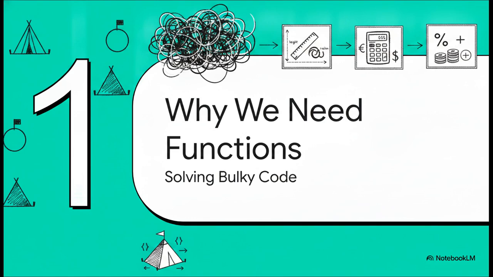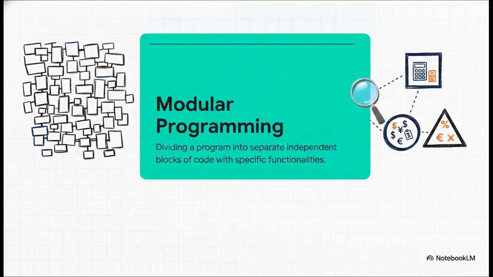Why we need functions, solving the bulky code problem. Imagine a company that manufactures tents. If you try to calculate the area, the cost, and an 18% tax sequentially, line by line, you end up with this massive, messy block of code. The absolute best solution to this giant wall of text is modular programming. By definition, this is the process of dividing a computer program into separate, independent blocks of code, or subproblems, with different names and specific functionalities. So instead of one giant script, you create a dedicated block just for calculating the area, another for calculating the cost, and a completely separate one for applying the tax.